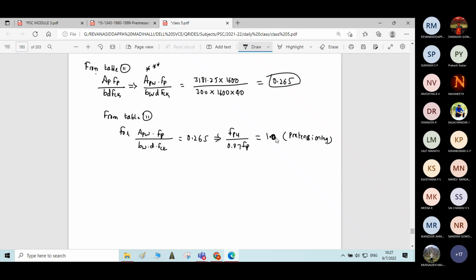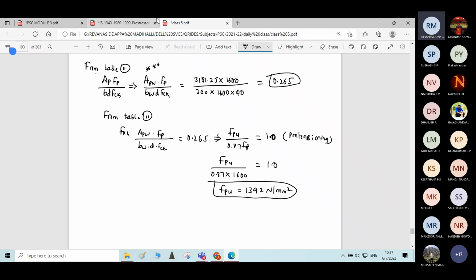1.0. Okay. Now FPU divided by 0.87 FP value, which is given as 1600, is equal to 1.0. Therefore, FPU will be 1392 Newton per mm square.